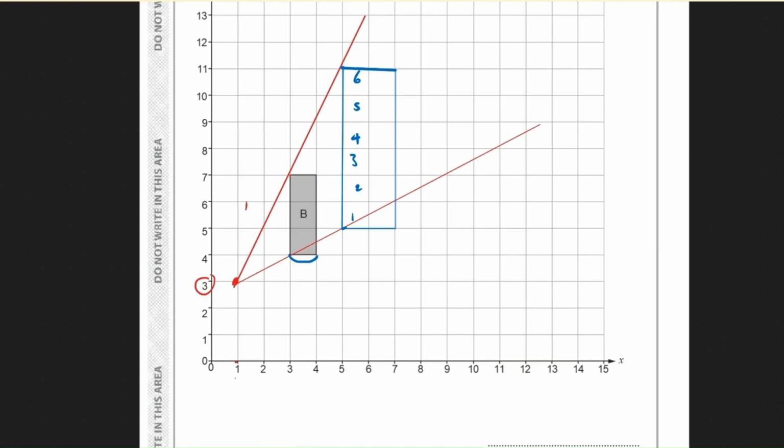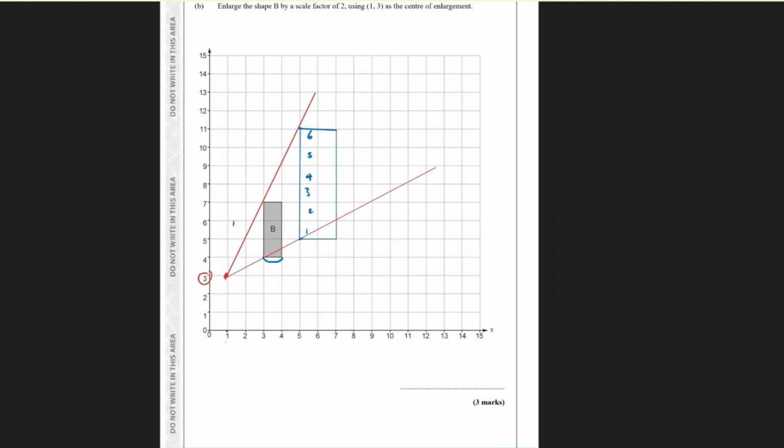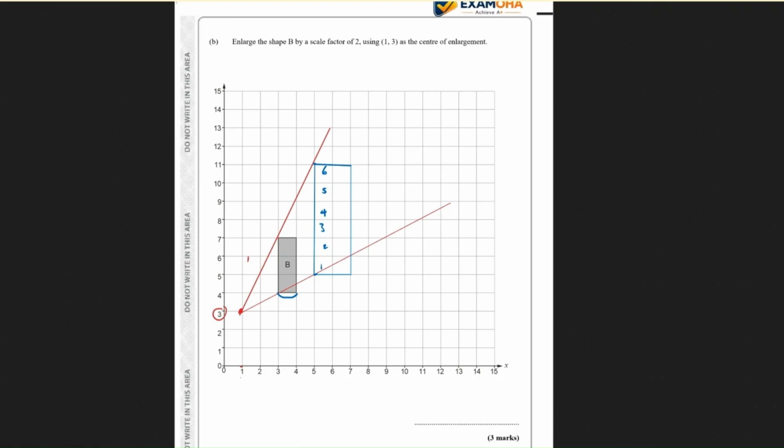As you can see, now we have done everything. We have achieved double, scale factor 2. This one became 2, the 3 became 6, and all of this based on the center of enlargement 1 and 3. So that's exactly what the question asked for.